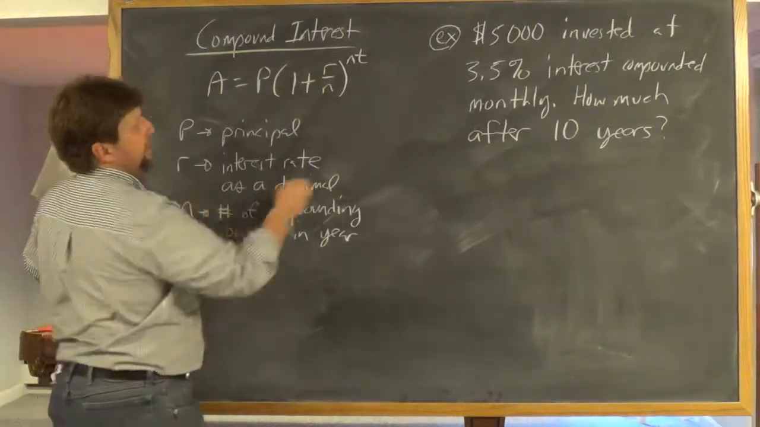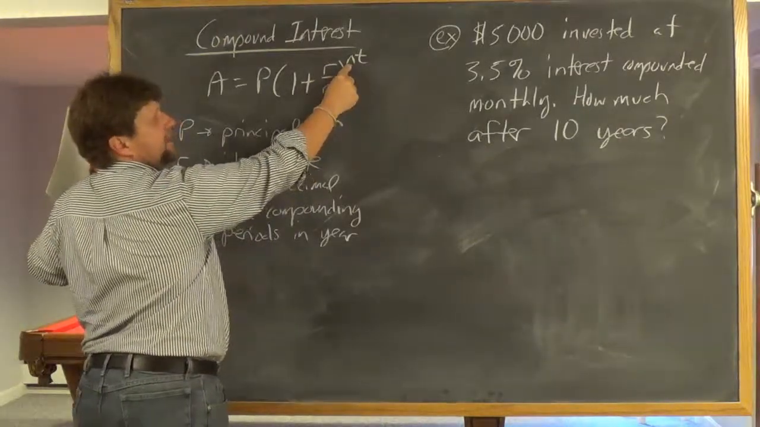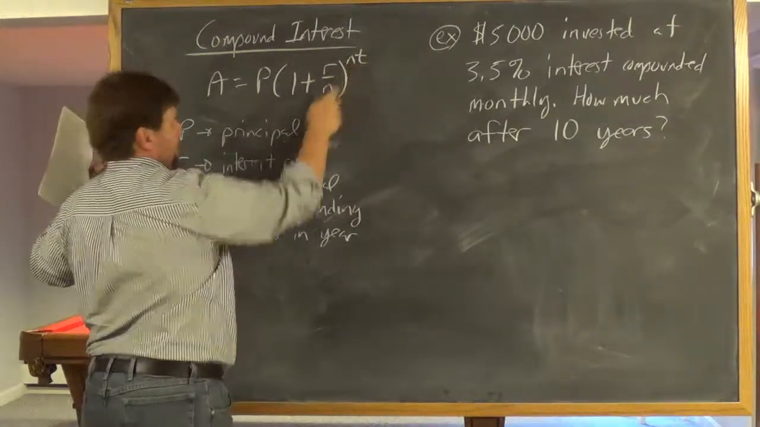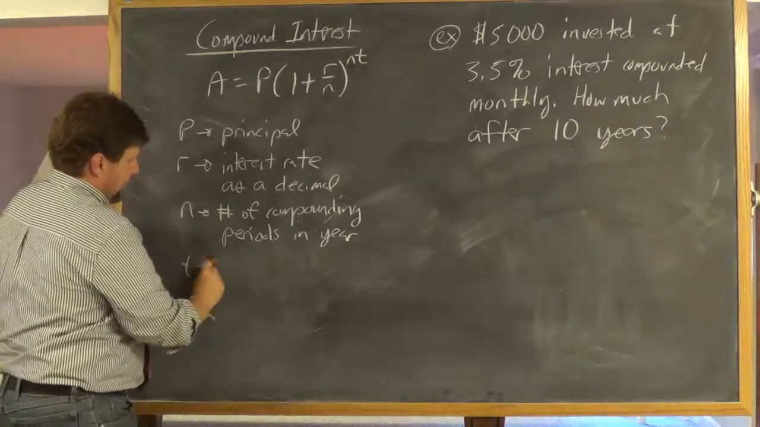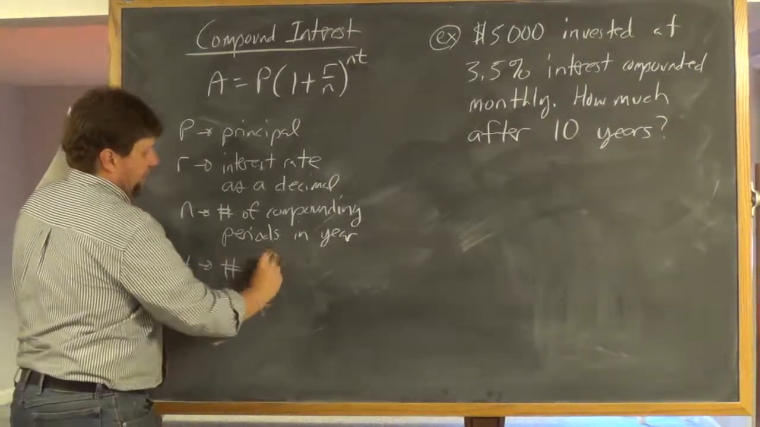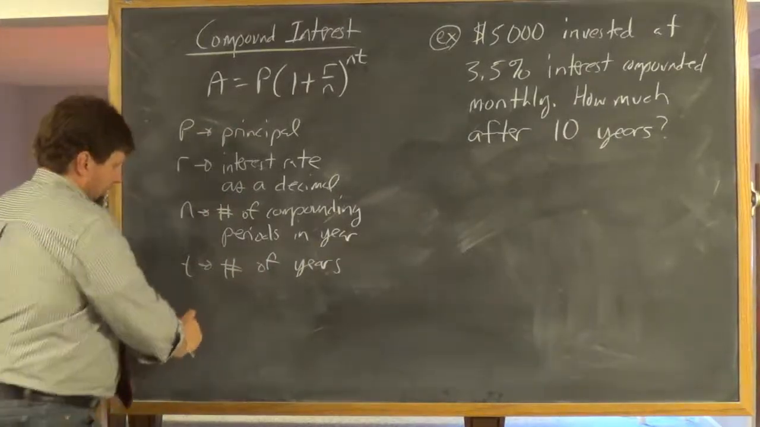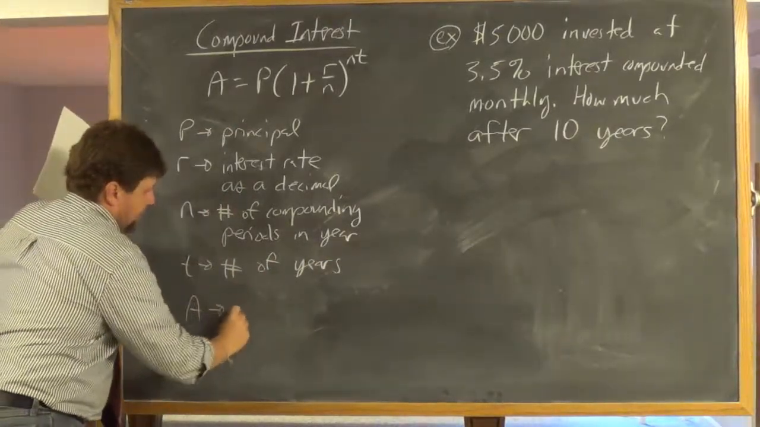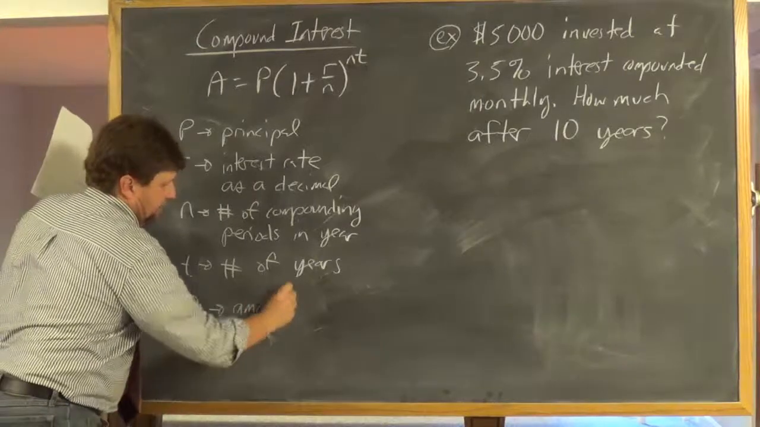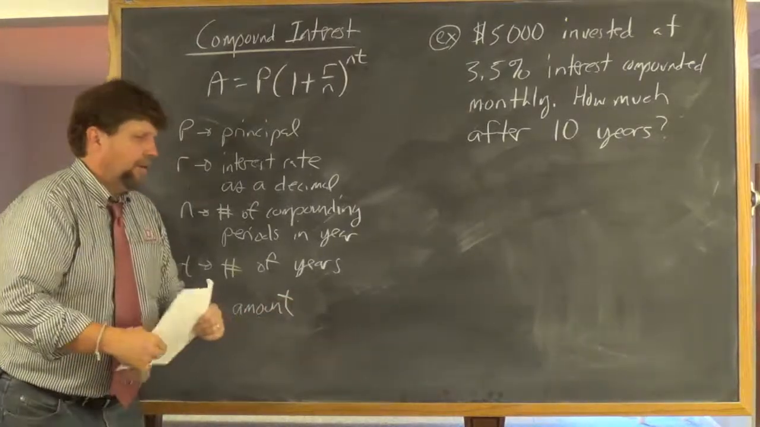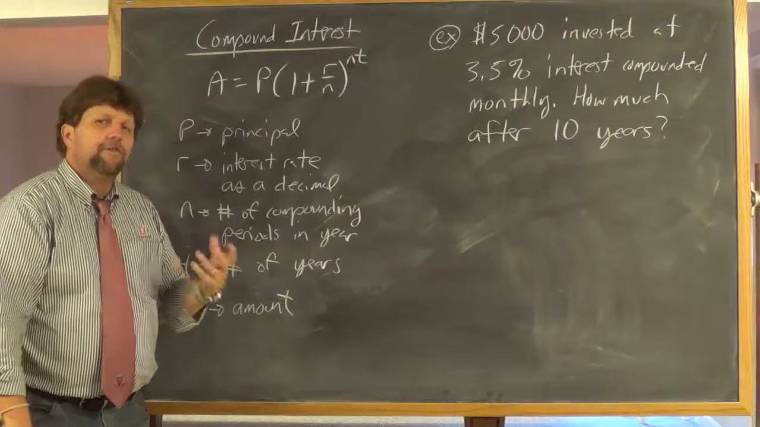T, see T's up here in the exponent. Notice N is also in the exponent, so it's this product, N times T. T is just simply the number of years. And then we're finally left with A. And I'll just say A is the amount. Another name for A is the future value.